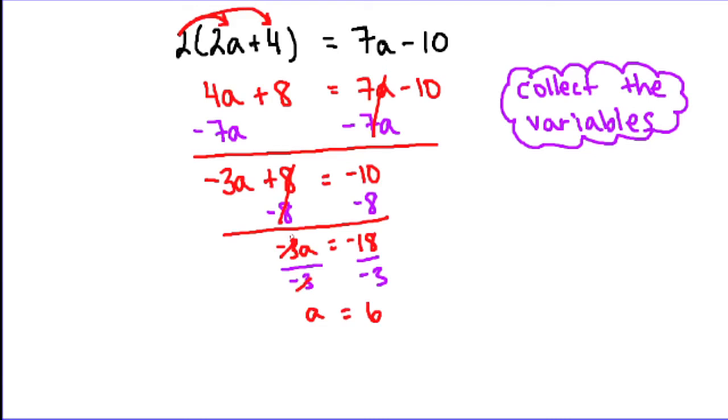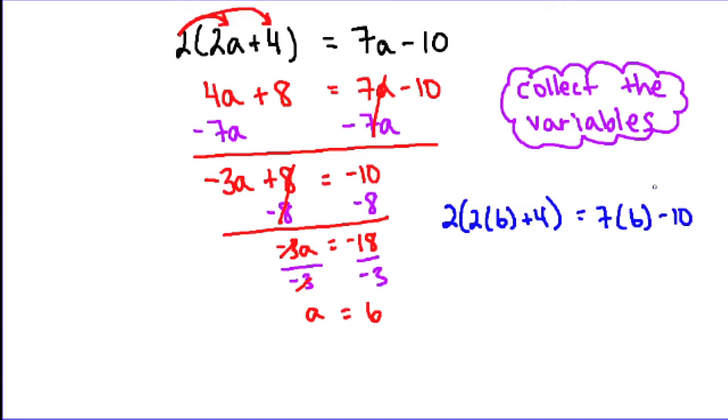So once again, I now have a claim that the solution to this, or the value of a that makes these two equations equal, is the value of 6. But I am going to check that. So to do my check step here, it's a little tiny bit different because I'm really working with two different equations at the same time. So like always, I'm going to substitute in my value for the variable. So there's the 6 plus 4 in parentheses equals 7 times 6 minus 10.